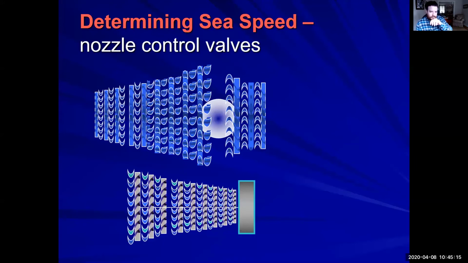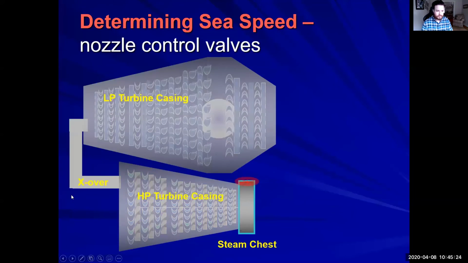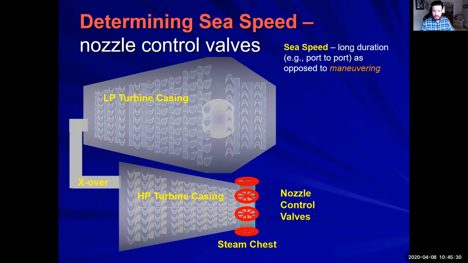So let's talk about nozzles and control valves. So we have C speed. C speed is long duration, it's port to port, as opposed to maneuvering speeds. This is what we're going to be using to go across for long extended periods of time. We have a throttle at a fixed position. It's usually wide open with our nozzles.